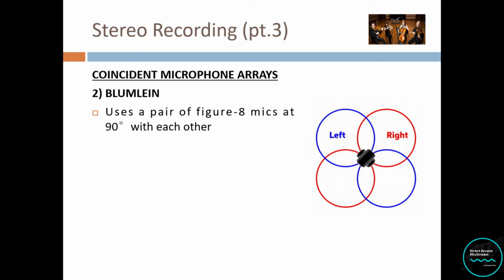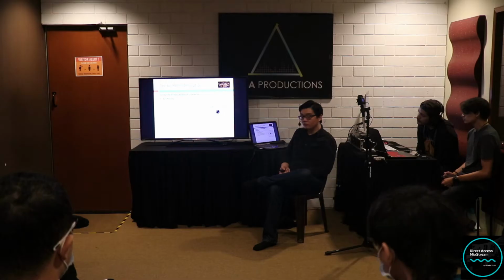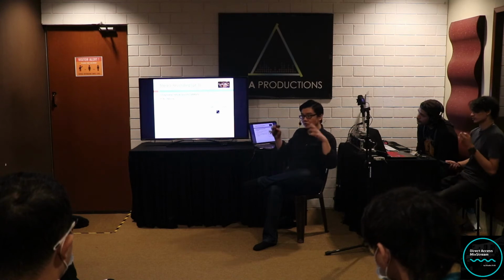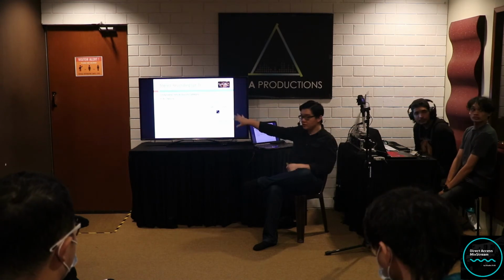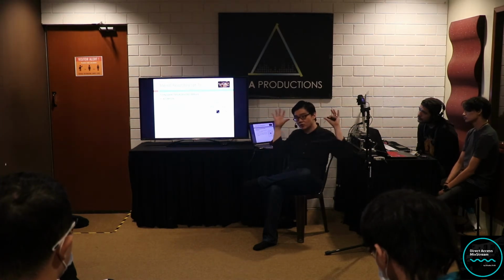You get a much greater stereo separation compared to XY. You still get a very natural and stable stereo image, but you also get a lot more room ambience. So it's a lot more roomy because, obviously, with a figure of 8 you're not only capturing the source from the front, but you're also capturing your reflections and your room ambience as well.